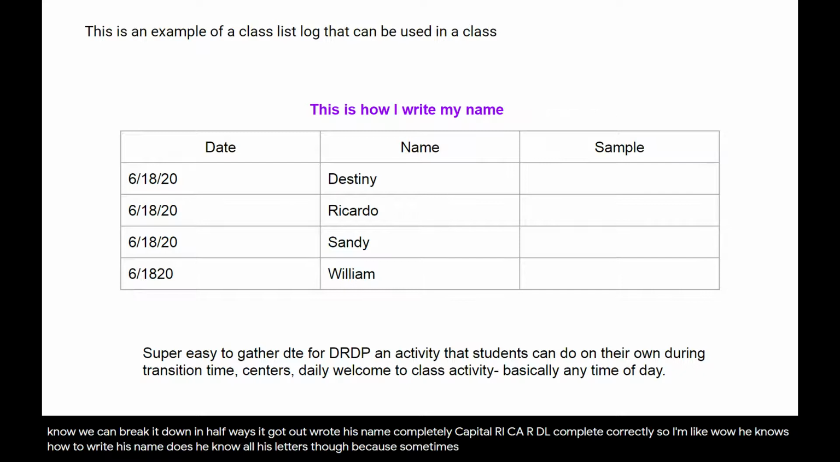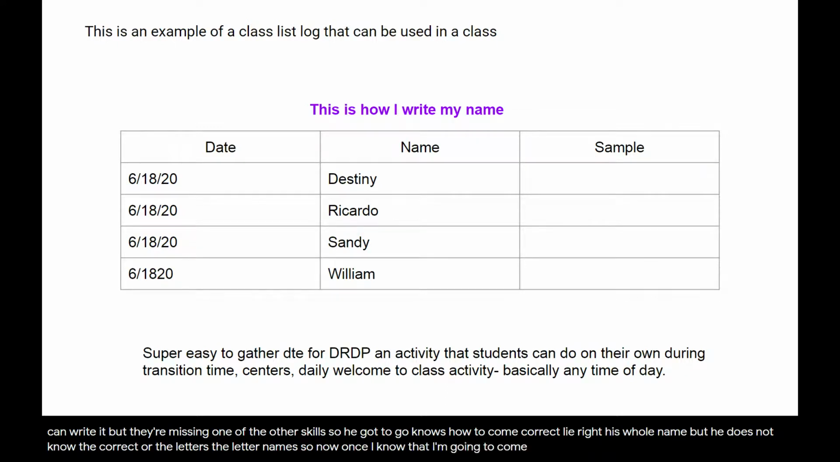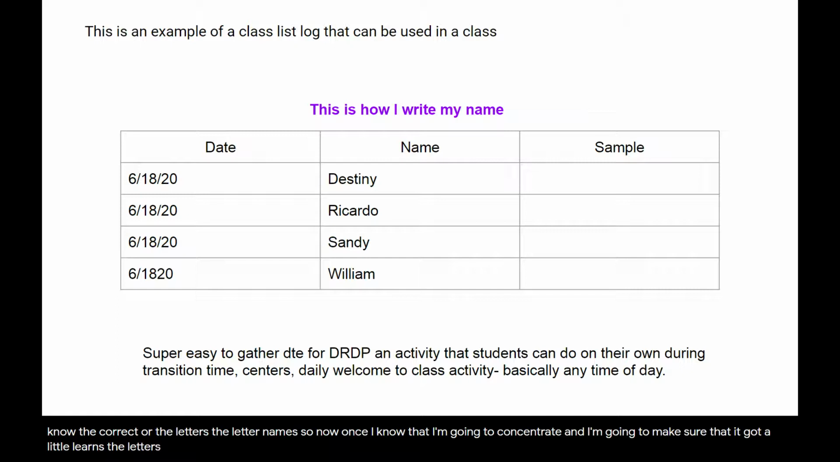Because sometimes kids either know the letters or the sounds, or they can write it, but they're missing one or the other skill. So Ricardo knows how to correctly write his whole name, but he does not know the correct sounds or the letter names. So now, once I know that, I'm going to concentrate and make sure that Ricardo learns the letters and the letter names in his name.